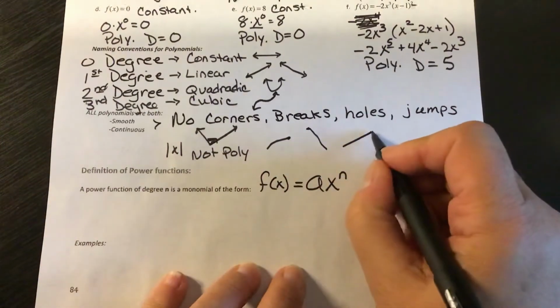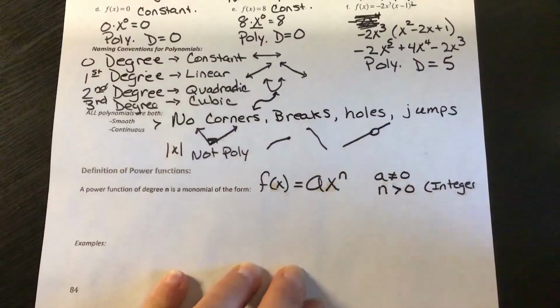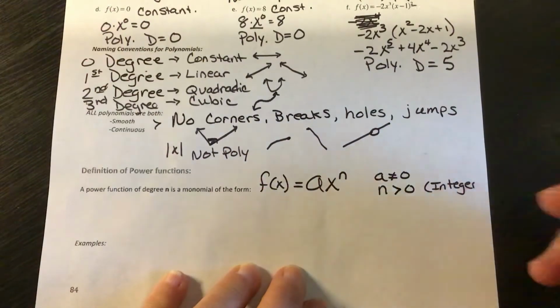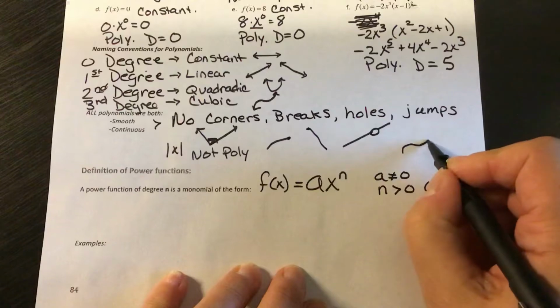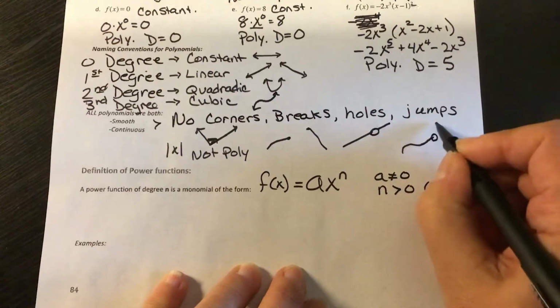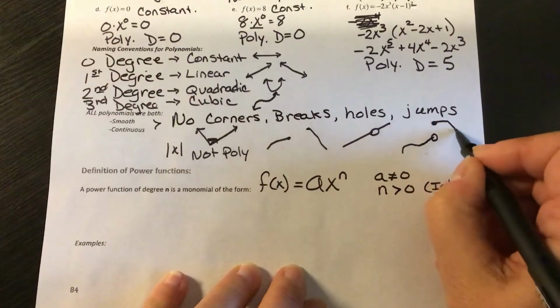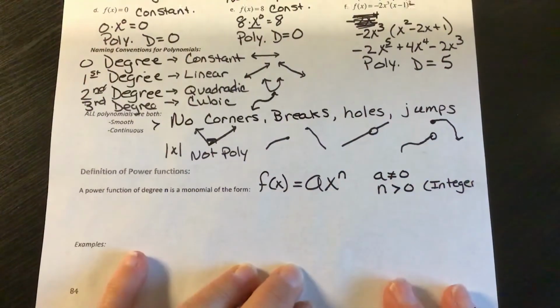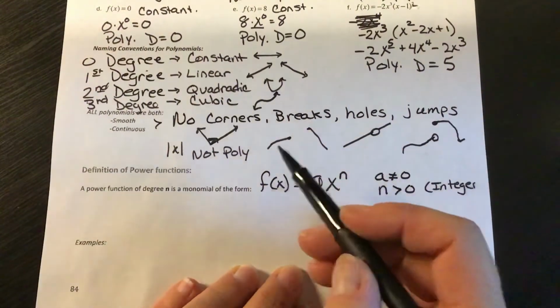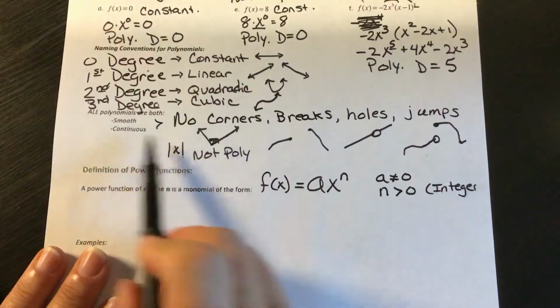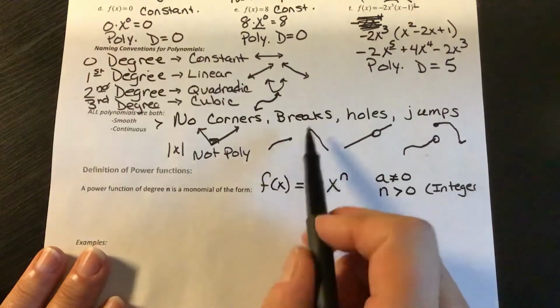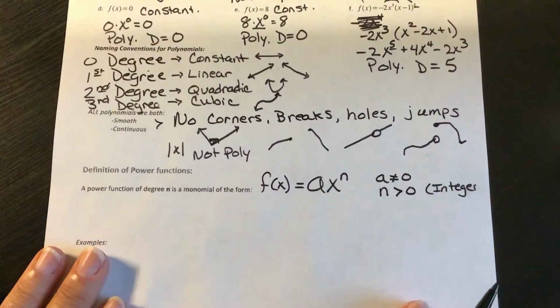There can't be any breaks in the function, anything like this. You can't have any holes in your graph, and it can't jump, like if you had a graph that did something like that. Everything has to be smooth, and it has to be continuous. Everything has to be smooth and connecting.